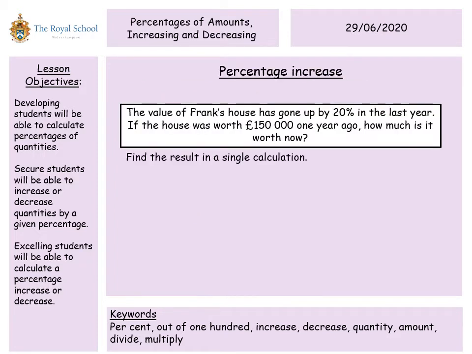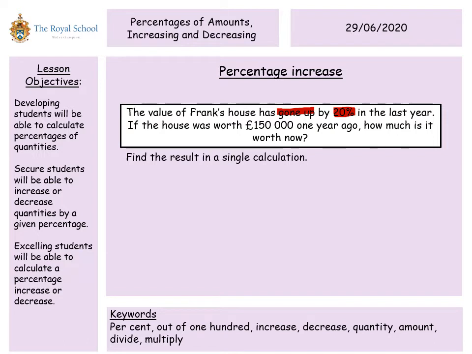We are going to move on to percentage increases now then. So we've got an example here. The value of Frank's house has gone up by 20% in the last year. If the house was worth £150,000 1 year ago, how much is it worth now? Now there's 2 ways of doing this. The first way harkens back to our previous lessons' work, and maybe the previous slides. We could find out, well, what is 20% of this number straight away, and then because this is an increase question, it's gone up, we can see, so we're looking for an increase. We could just add that on to our original amount.